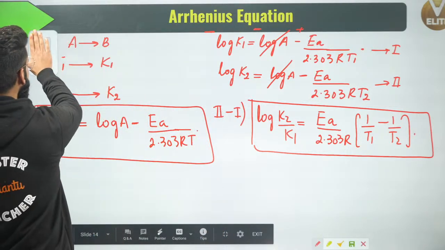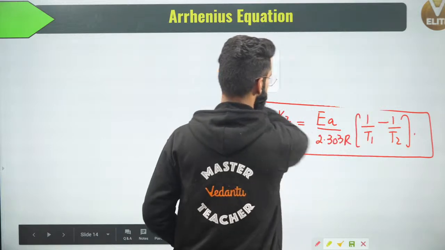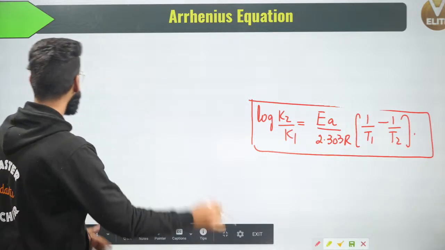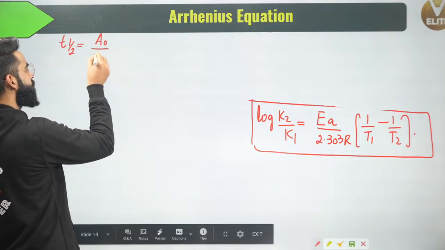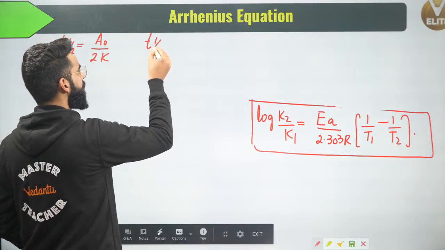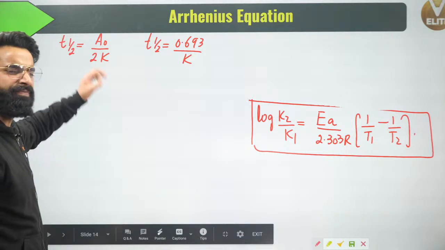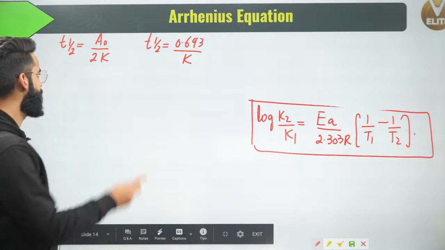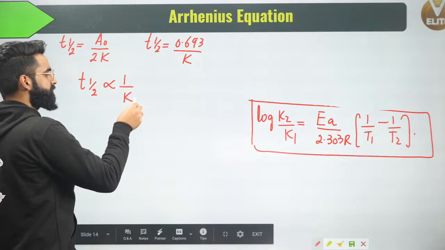See guys, have a look at one more form of this Arrhenius equation. Let me erase all this right here. If you remember your zero order reaction, half-life used to be equal to A0 divided by 2K. For the first order reaction, half-life used to be 0.693 divided by K, correct? People, for any order reaction, remember half-life is always going to be inversely proportional to the rate constant K.